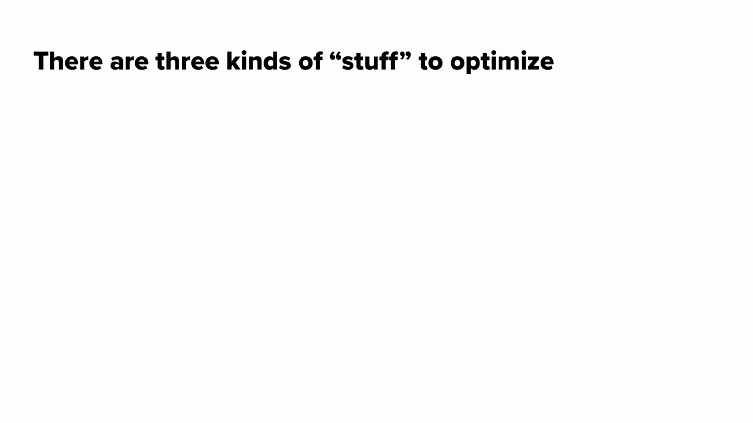So there are really three kinds of things, like three buckets of stuff that you need to optimize. And I'm going to break down the rest of the talk today into these three buckets.